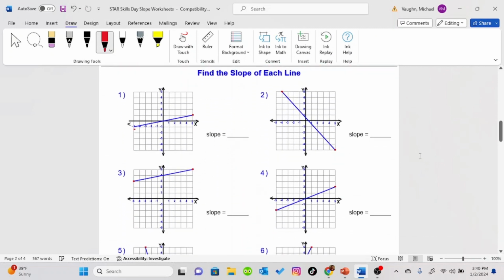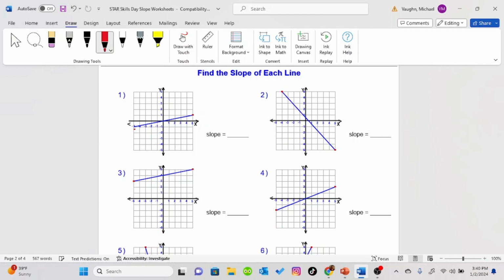On the next sheet, we want to find the slope of each line using the graph. And we're going to do the same thing as before. We're going to pick 2 points, and we're going to take the second y and subtract the first y from it. Then we're going to take the second x and subtract the first x from it, and then we'll be able to write the slope.